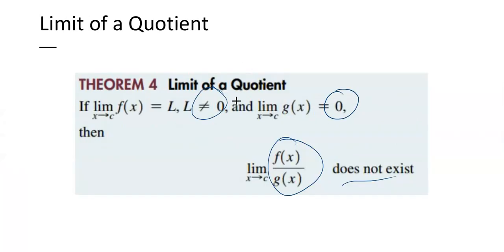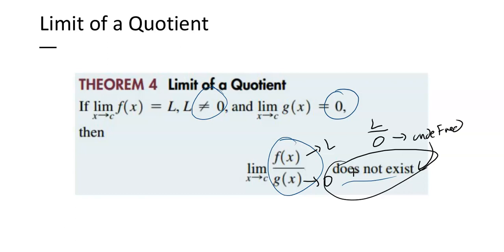However, if the limit of the numerator is equal to L, where L is not equal to 0, but the limit of the denominator does go to 0, then you're getting L divided by 0. That is undefined, and in that case it is determinate. The limit doesn't exist.